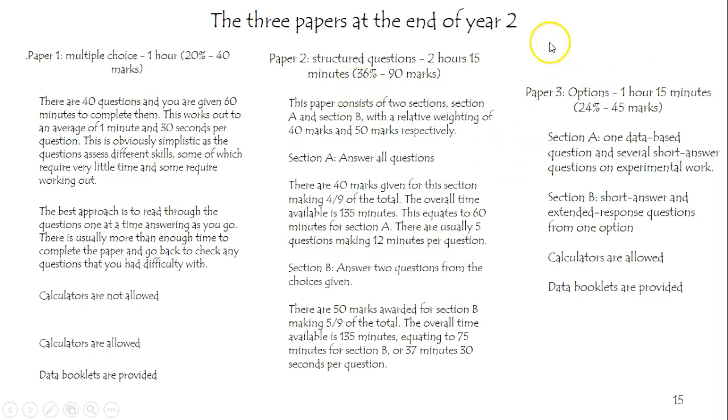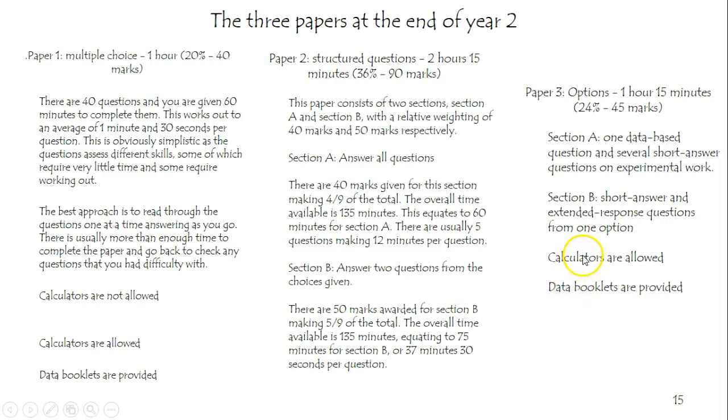Paper 3 is an hour and 15 minutes long, 45 marks. That's 24% of the overall assessment. 2 sections. One is a database question on several short answer questions based on some experimental work. So they're testing directly on your understanding of dealing with experimental work in particular. And in section B, you get short answer and extended response questions from the option that was chosen for our class, that will be medicinal chemistry.